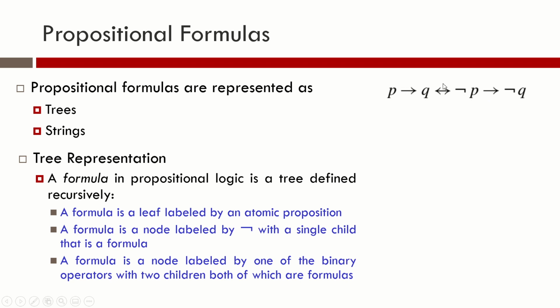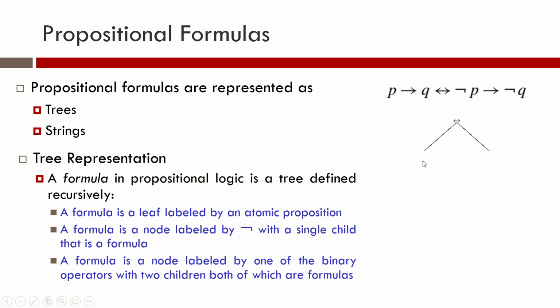See here, this formula checks the equivalence of P implies Q and negation P implies negation Q. So we can say that equivalence here is the principal operator. We will use this principal operator to label the root. So the root of the tree is the principal operator, which is equivalence. And since this is a binary operator, this node will have two children.